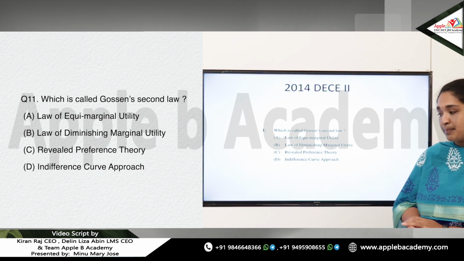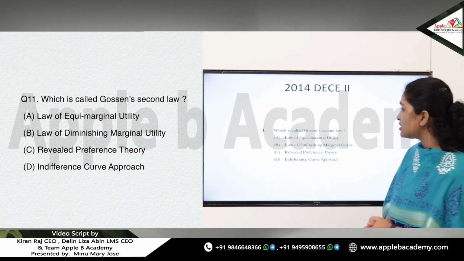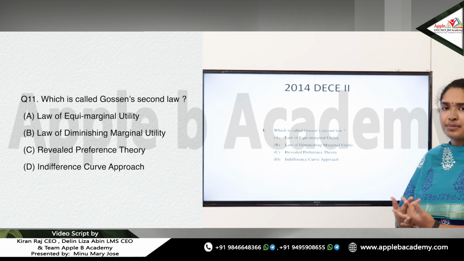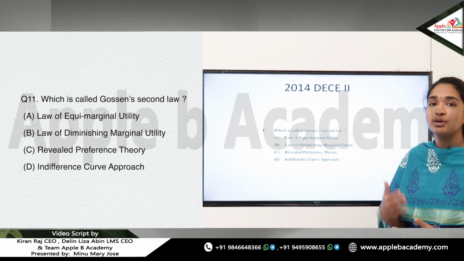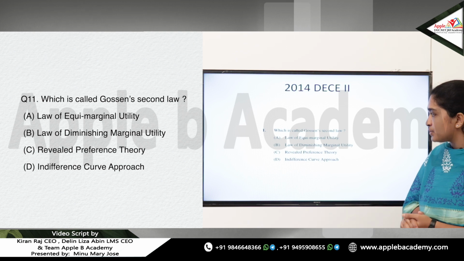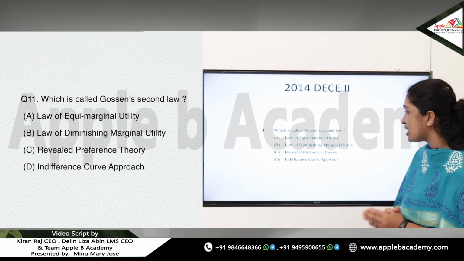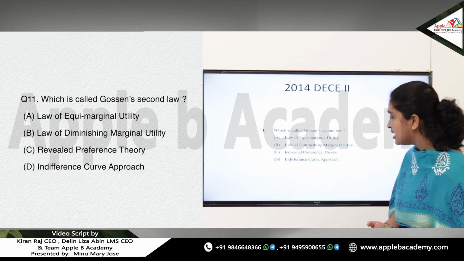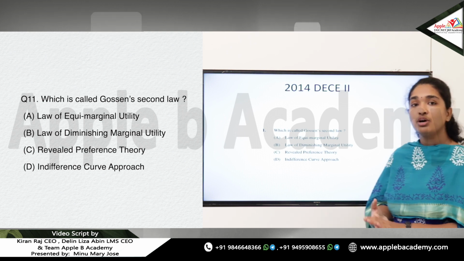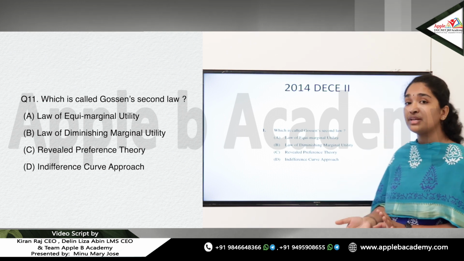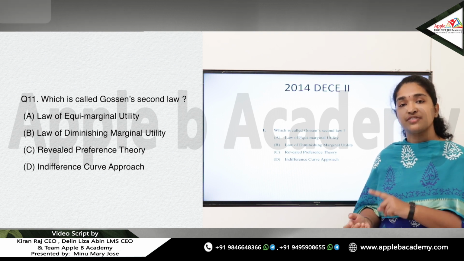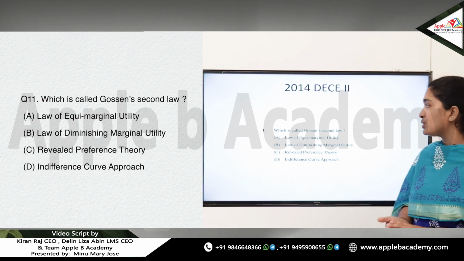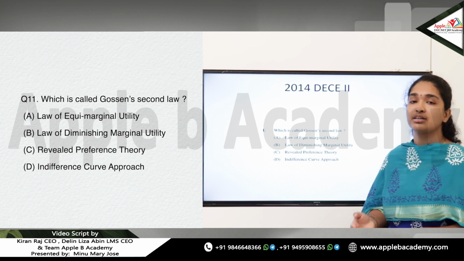Now the 2014 December paper 2 question, which is called Gossen's second law. This is another name which was given to a law applied to cardinal utility analysis. The options are option A, law of equi-marginal utility, option B, law of diminishing marginal utility, option C is revealed preference theory, and option D, indifference curve approach. Gossen's first law, the law of diminishing marginal utility, was called Gossen's first law. So that gives us the answer that the law of equi-marginal utility was given as Gossen's second law.